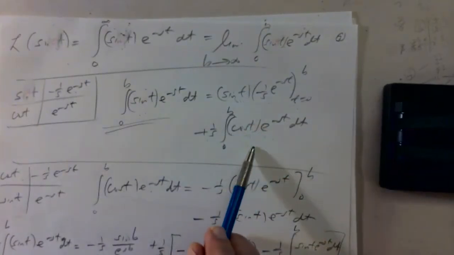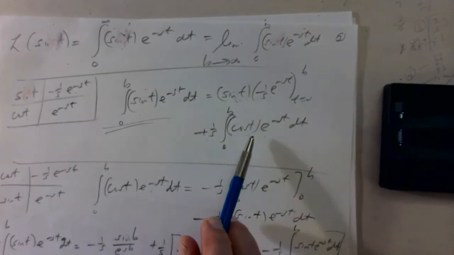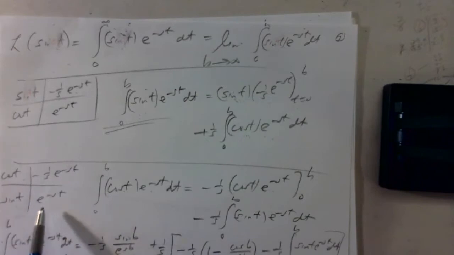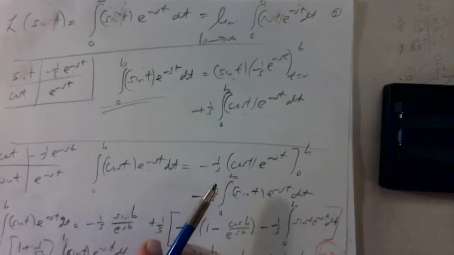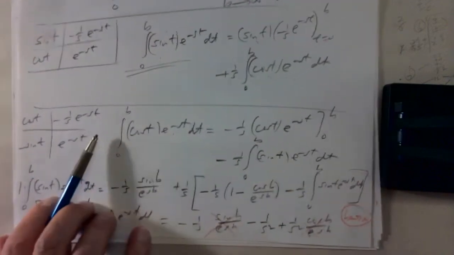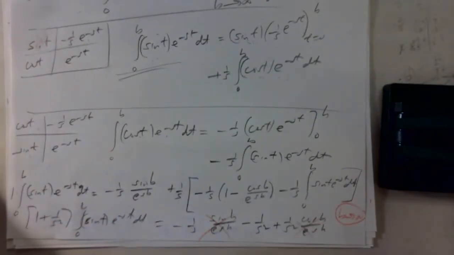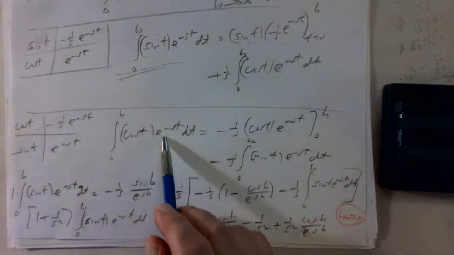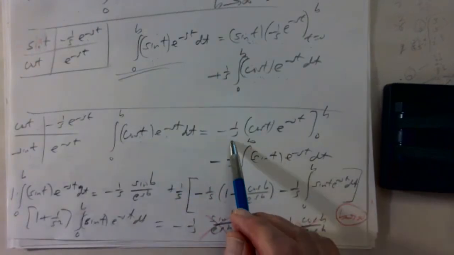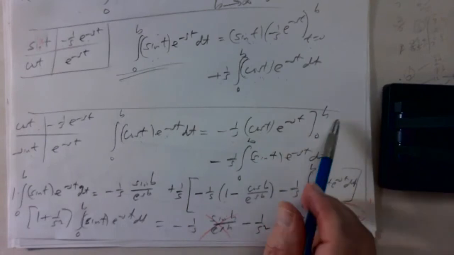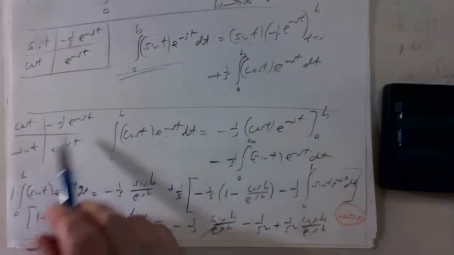Okay, now to do this integral, again, we're using integration by parts. Cosine, derivative of the cosine is minus the sine. E to the minus st, the integral is minus 1 over s e to the minus st. So the integral of cosine e to the minus st is minus 1 over s cosine t e to the minus st from 0 to b, minus this integral.